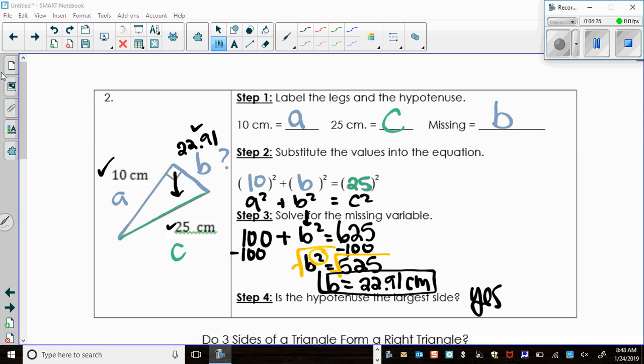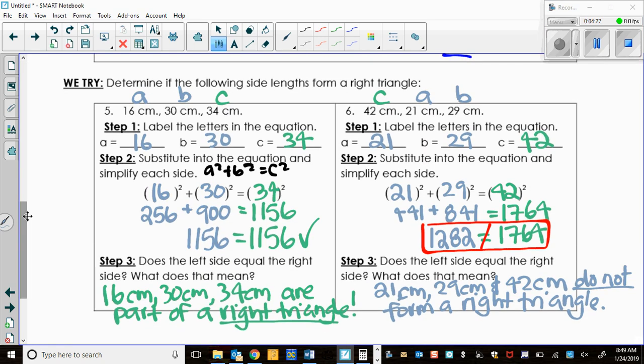So hopefully you guys understand what we're going to be doing in order to determine a right triangle. In another video, I'm going to show you how to use this in word problems. Okay, so if you have any questions, please let me know, and good luck solving these type of problems.